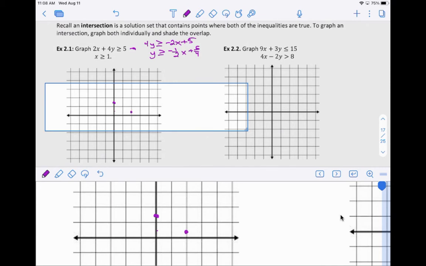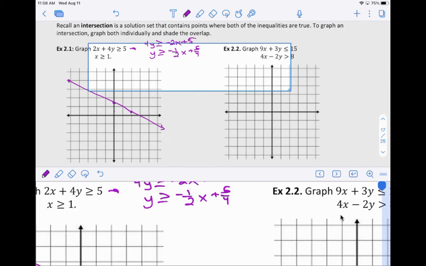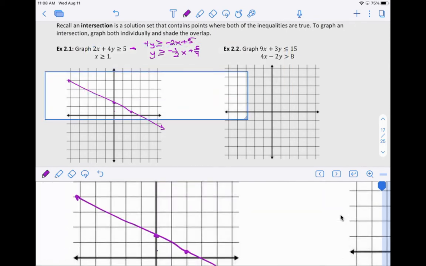Now be careful not to go all the way down. You're not going 1.25 down, you're going down 1. And this is a solid line. It's much more convenient in this format. I noticed it didn't change, so I don't have to test a point. It's just shading above. Now I'm not actually going to shade yet.